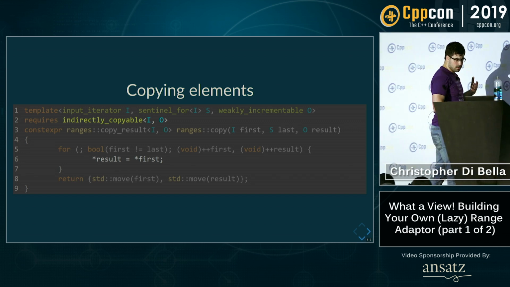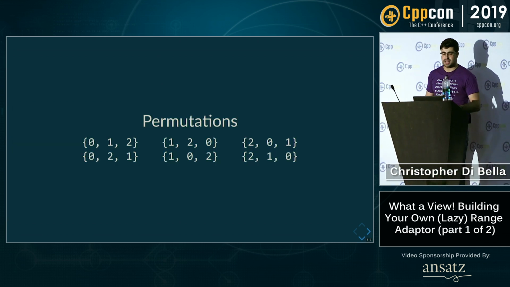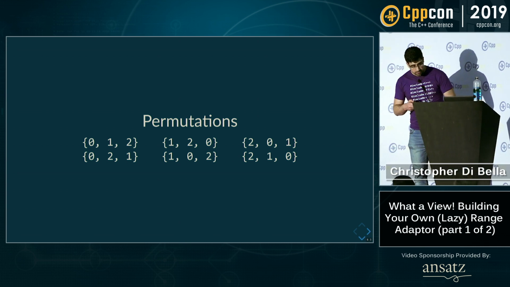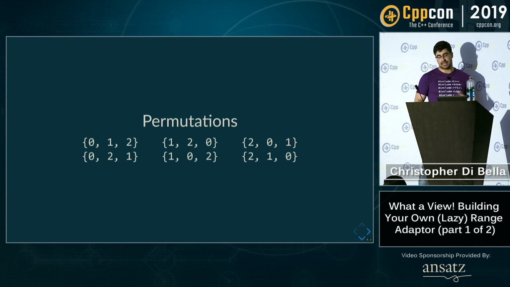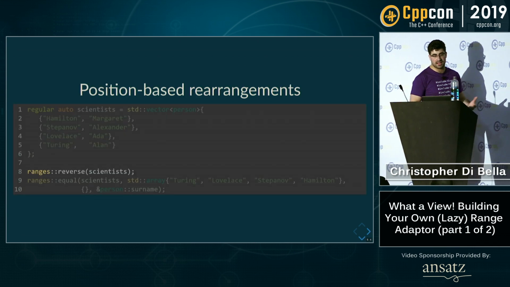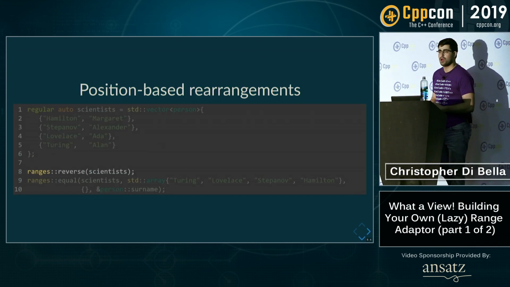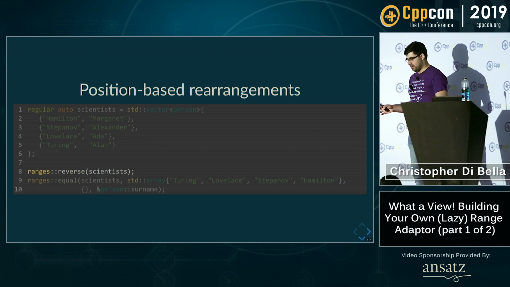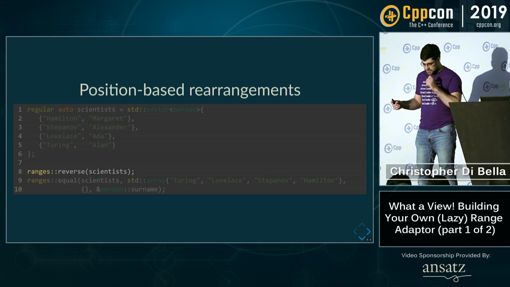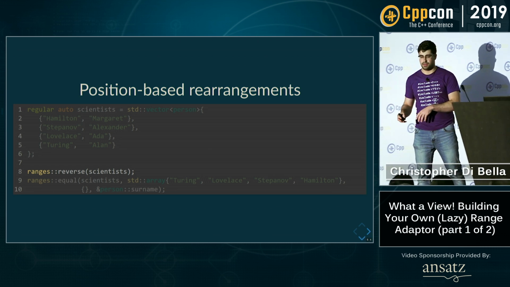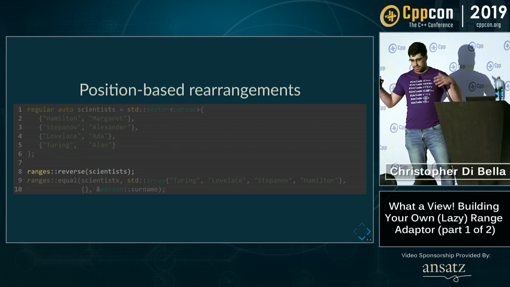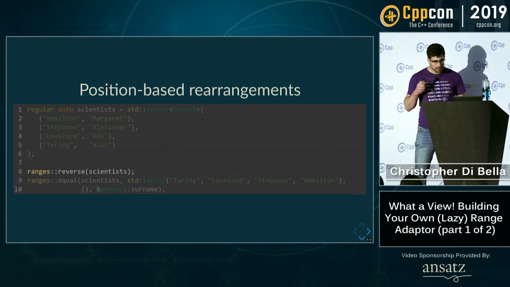Moving on from this, we have things known as permutations. A permutation is something that can be rearranged, and a classic example of a rearrangement is reversing. Say we want to walk backwards. What we can do here is reverse the range by simply taking the first element and putting it in the last position, swapping them until we've got the range in a backwards fashion.